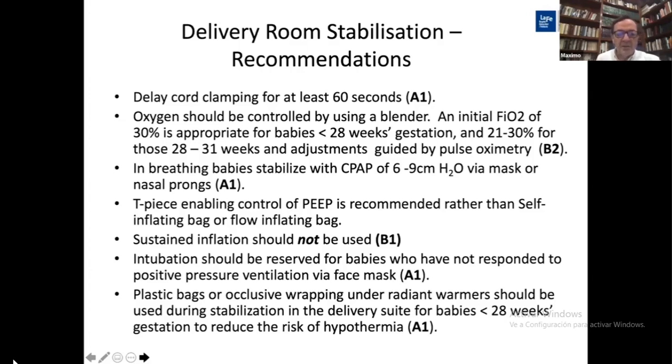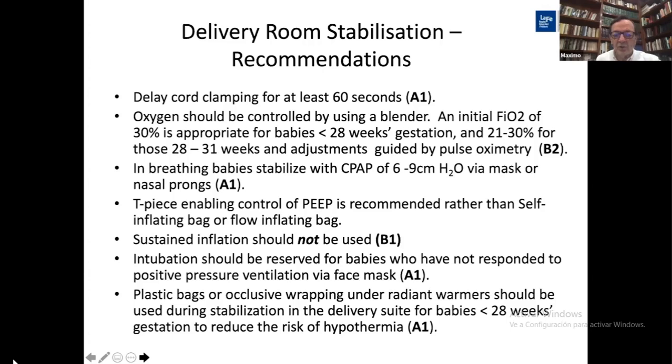In breathing babies, stabilization with CPAP with a pressure of 6 to 9 via mask or nasal prongs is adequate. We prefer the T-piece, which enables us to control the PEEP much better, and is recommended rather than self-inflating bag or flow-inflating bags.